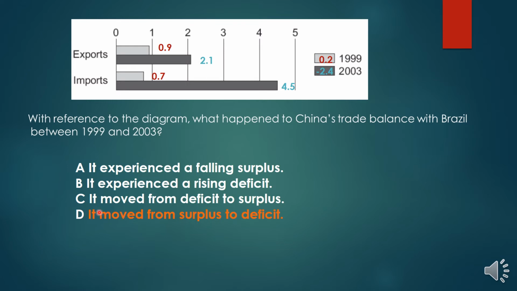Then option C, it moved from deficit to surplus. Actually, previously it was surplus to deficit, not deficit to surplus. Clear? In 99 it was a surplus. So it is surplus to deficit, not deficit to surplus. So that's why option D is right. It moved from surplus to deficit. Previously it was a surplus of 0.2 and now it is a deficit of minus 2.4. So it moved from surplus to deficit. The trade balance moved from surplus to deficit. Clear? Then next question.